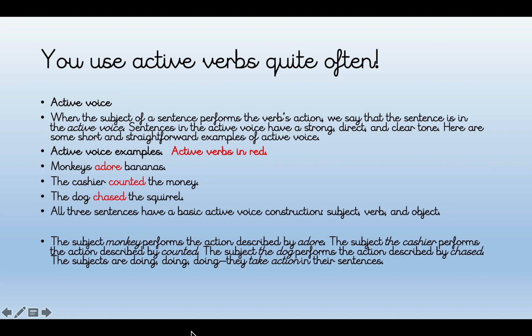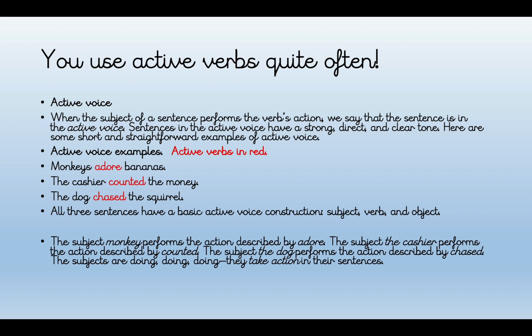We use active verbs quite often, and when a sentence is in the active voice, when the subject of a sentence performs the verb's action, we say that the sentence is in the active voice. Sentences in the active voice have a strong, direct, and clear tone. And here are some short and straightforward examples of active voice. Active voice examples refers to the whole sentence. Active verbs refers to a part of the sentence, and they are in red. So, here are our examples.